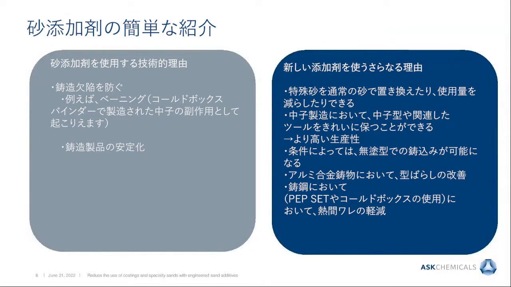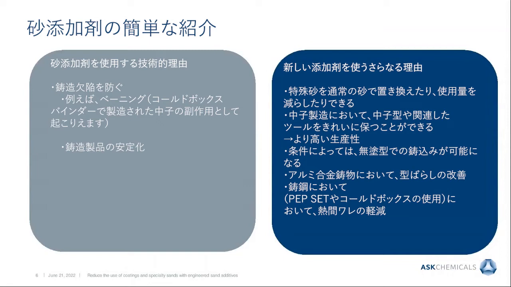What is the reason why you as a foundry man want to use sand additives? Certainly, it's the prevention of casting defects, for instance, veining, which is often a side effect of cold box bonded cores. But in general, you want to stabilize your casting production.